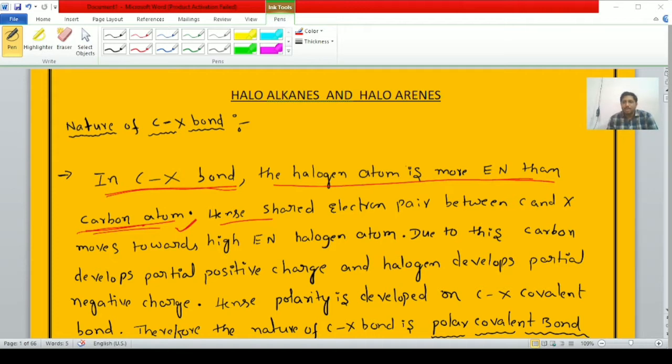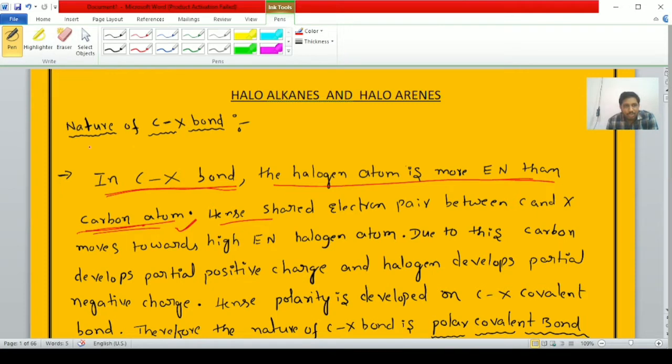Right, students. In the previous classes, we completed two topics. One is classification of haloalkanes and haloarenes based on the number of halogen atoms as well as hybridization. Second, nomenclature of haloalkanes and haloarenes. Now we are discussing the third topic according to the NCERT textbook, that is the nature of the carbon halogen bond, the nature of the C-X bond. We are discussing this topic slowly, step by step.